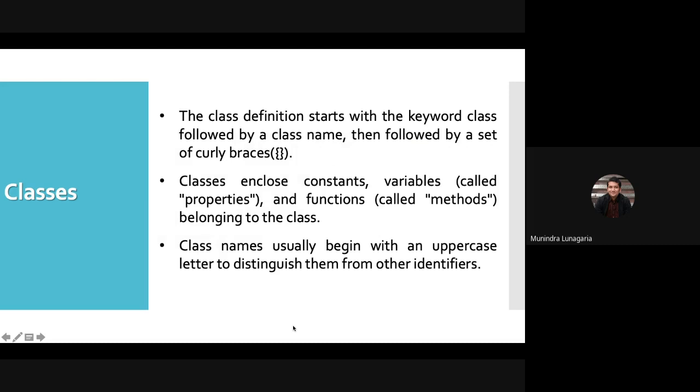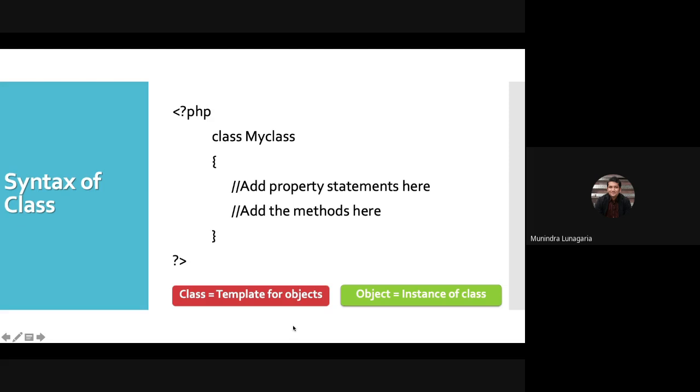Fine. So what exactly is the class? Usually the class definition starts with the keyword class followed by the class name and then a set of curly braces, which means the members we're going to define in it. The class is enclosed with the constant variables called properties and the functions called methods, and those belong to that particular class. The class name usually begins with an uppercase letter to distinguish it from other identifiers. So these are certain things we need to consider while creating the class. Take a look at the syntax of the class.